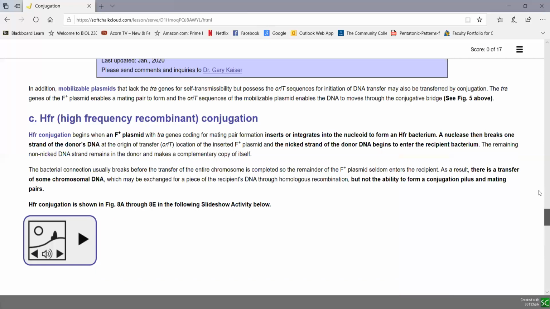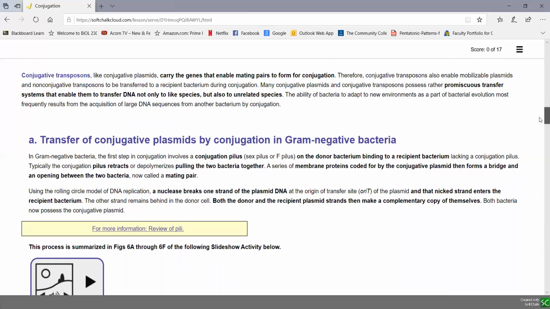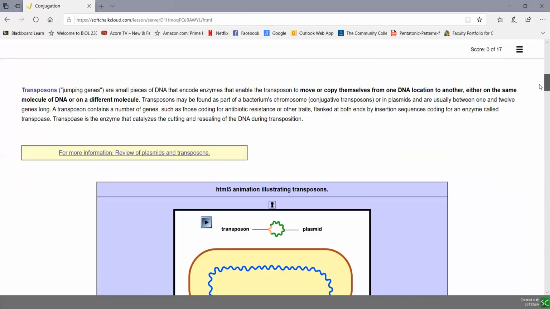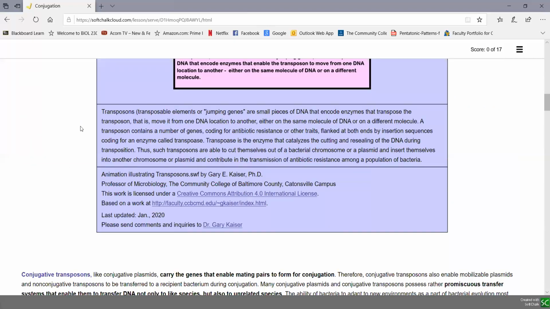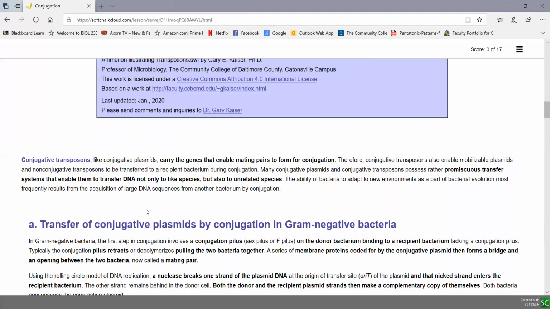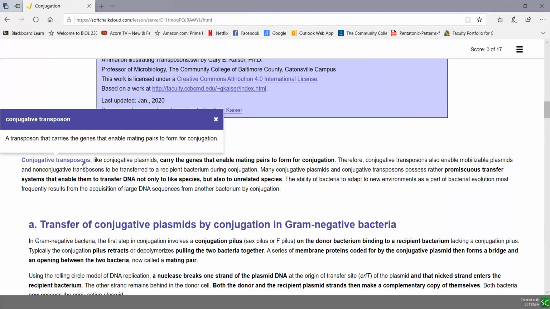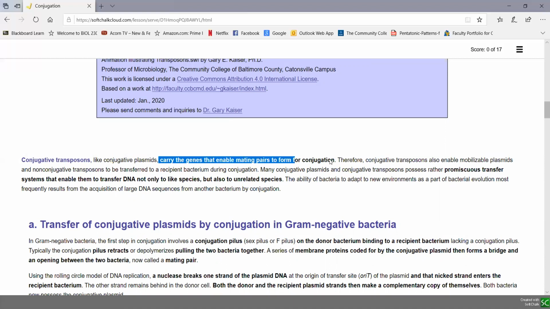I want to back up just a little bit here where we talked about transposons, since we've been looking at the conjugative plasmids. So remember that transposons or jumping genes can occasionally pick up TRA genes, in which case they're called conjugative transposons. That is, the transposon or jumping gene is also going to carry genes that code for the ability to form a mating pair and conjugate. So at that point, they're called conjugative transposons. Because the conjugative transposon allows a mating pair to form, these conjugative transposons can be transferred from one bacterium to another during conjugation.